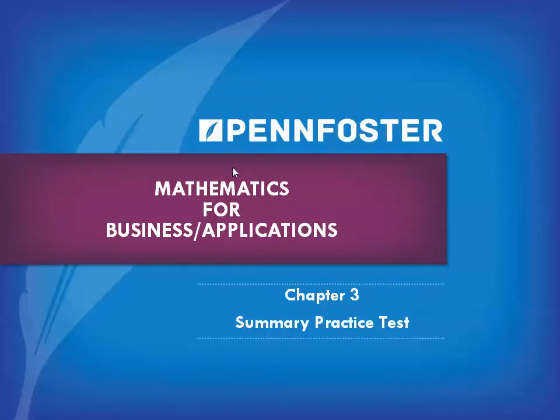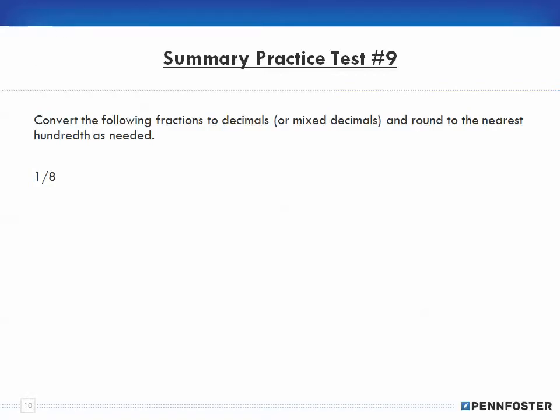We're doing the Chapter 3 Summary Practice Test, and in the last video we stopped on problem number 8, so let's pick up with number 9. Convert the following fractions to decimals or mixed decimals and round to the nearest hundredth as needed.